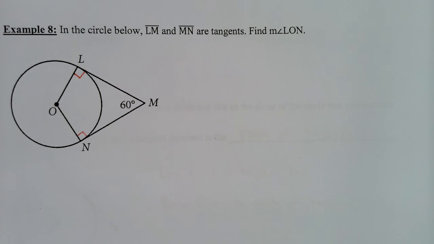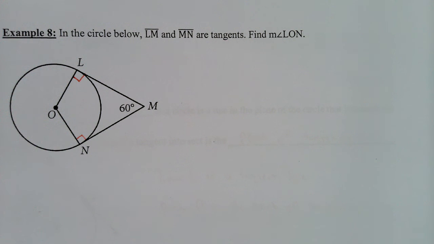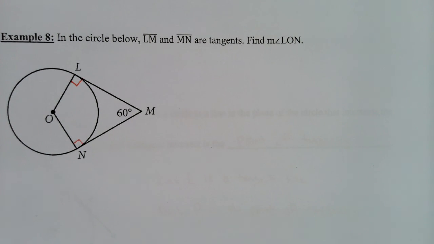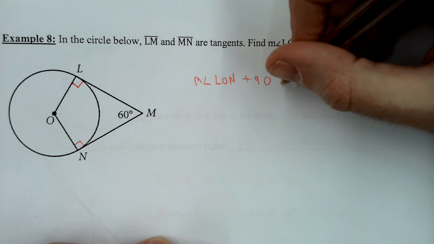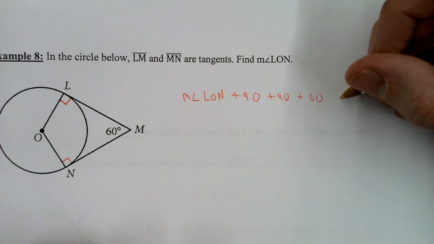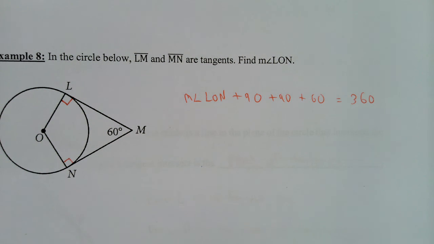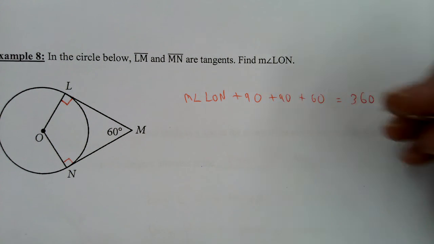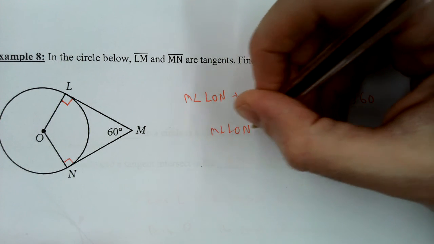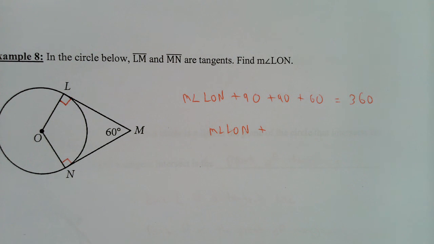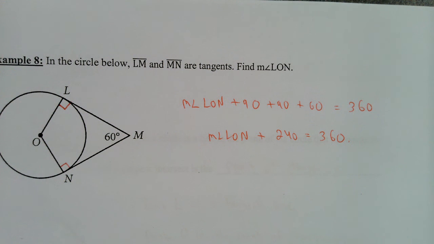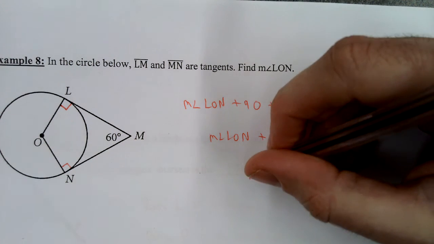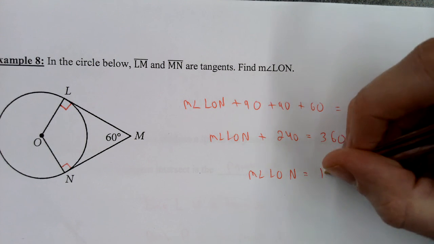Notice you have a quadrilateral. You should know that all those angles add up to 360. So I'm going to say that the measure of angle LON plus 90 plus 90 plus 60 equals 360. Combine like terms: the measure of angle LON plus 90 plus 90 is 180, plus 60 is 240. So plus 240 equals 360. Then subtract 240 on each side, and you get the measure of angle LON equals 120 degrees.